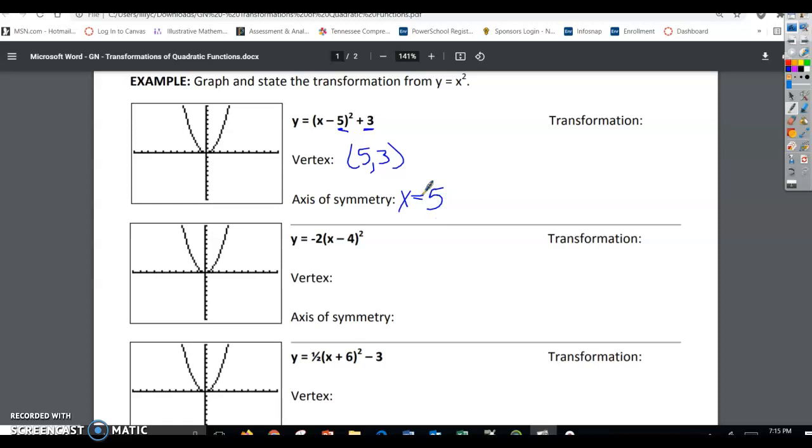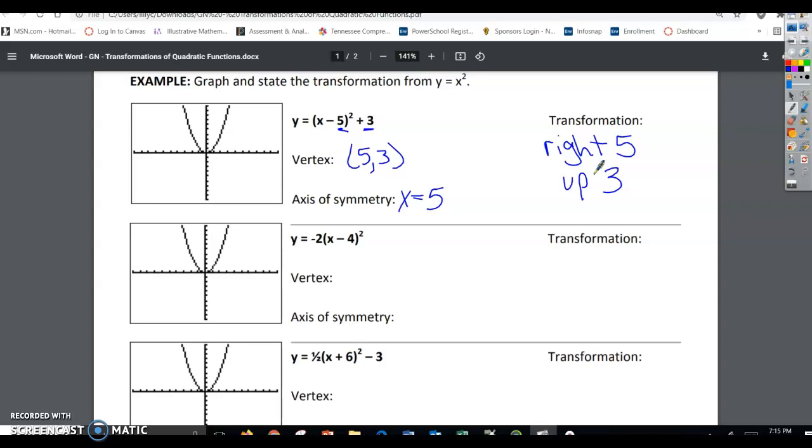Alright, for this, we want to see what this does. So this is going to move you right 5 units. And it's going to move you up 3 units.